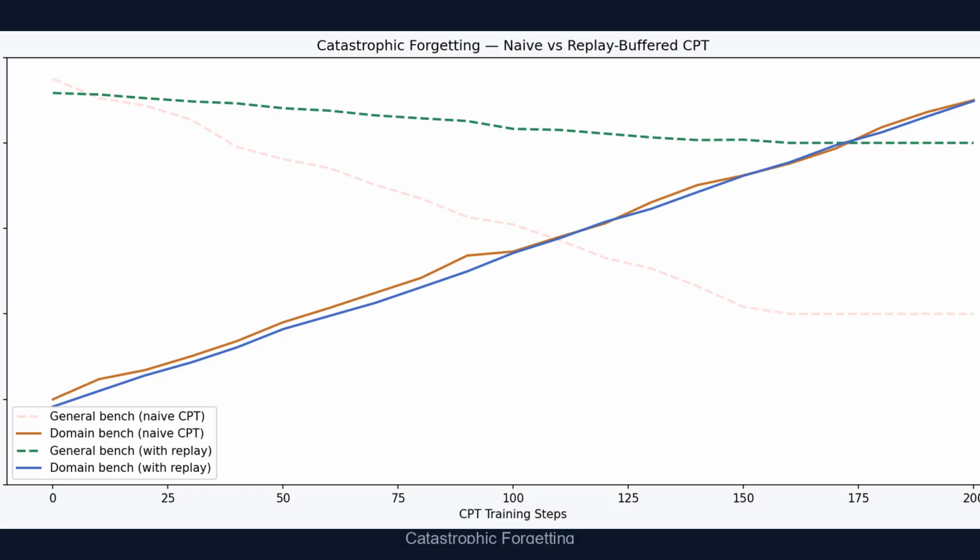The replay buffered approach, shown by the blue line, tells a different story. Domain benchmark scores climb significantly while general scores remain stable. The replay buffer is exactly what the data mixing strategy in this lesson implements, continuously interleaving general examples with domain examples, so the model never fully shifts its attention away from foundational knowledge. If your training curves start to resemble the naive pattern, the fix is straightforward. Increase the proportion of general data in your mix.